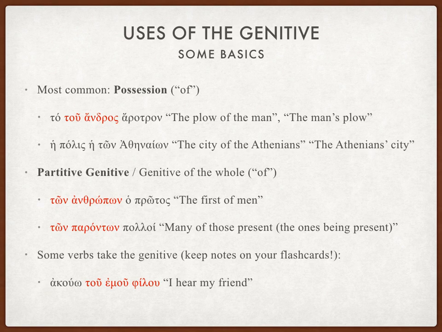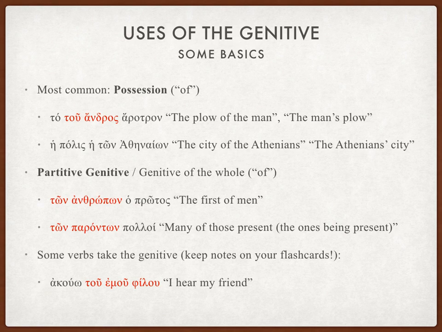Another example could be "ton paronton polloi," many, "polloi," of the ones being present, "paronton." So you can tell that this is a little bit different than the possessive idea above. The many people, the "polloi," don't belong to, aren't owned by the ones present, "ton paronton." They just come out of that group. They're a part of that whole. So we also translate it with "of." Many of those present, out of that group, this part.